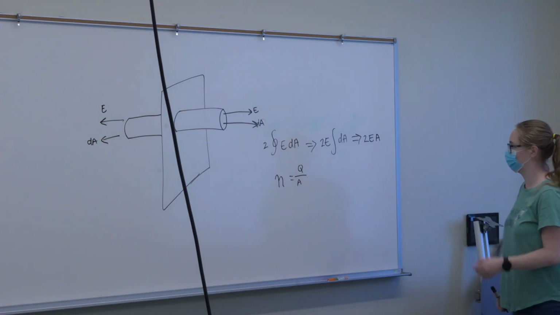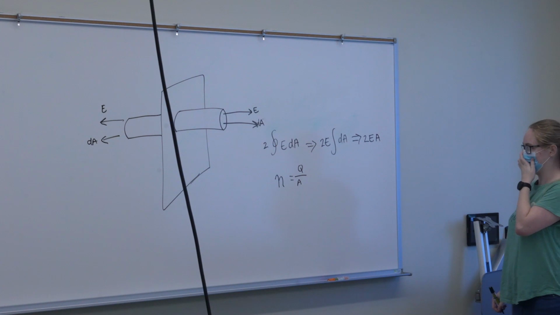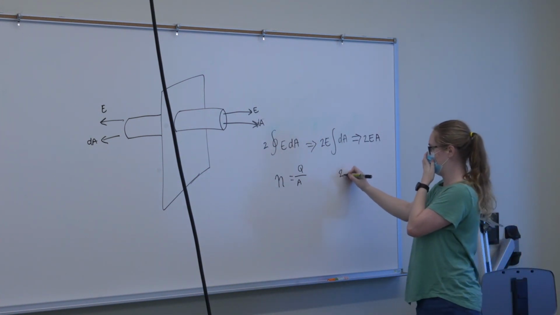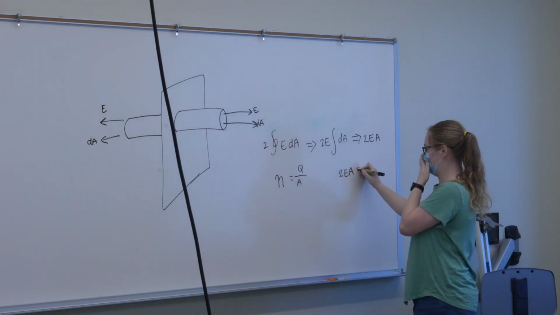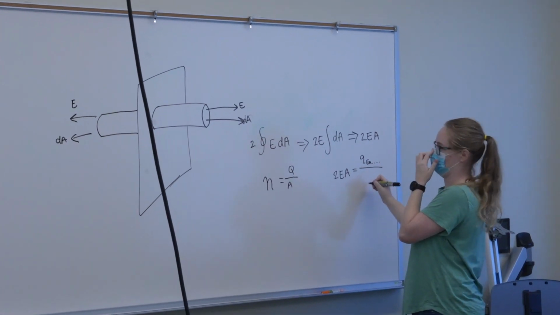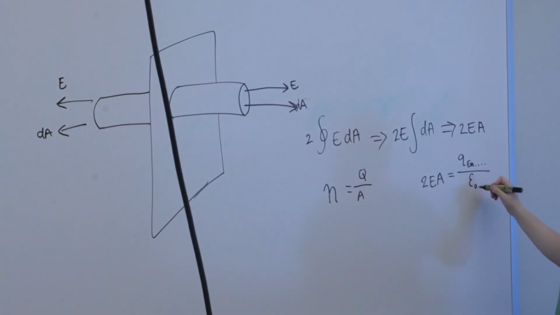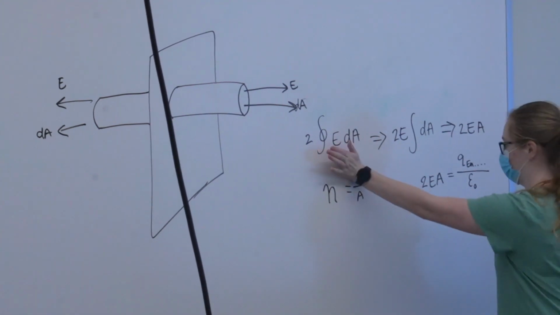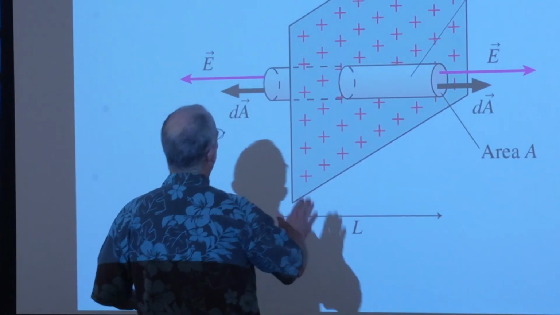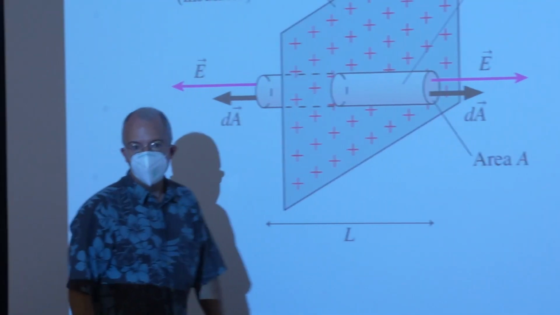Is everybody okay with that? They didn't give us a radius. They just said A, so that's okay. And remember what I said, the integral is always going to equal EA or nothing. Now the trick is going to be, what is the charge enclosed? You want to see what the charge enclosed is where the cylinder intersects the plane, right?